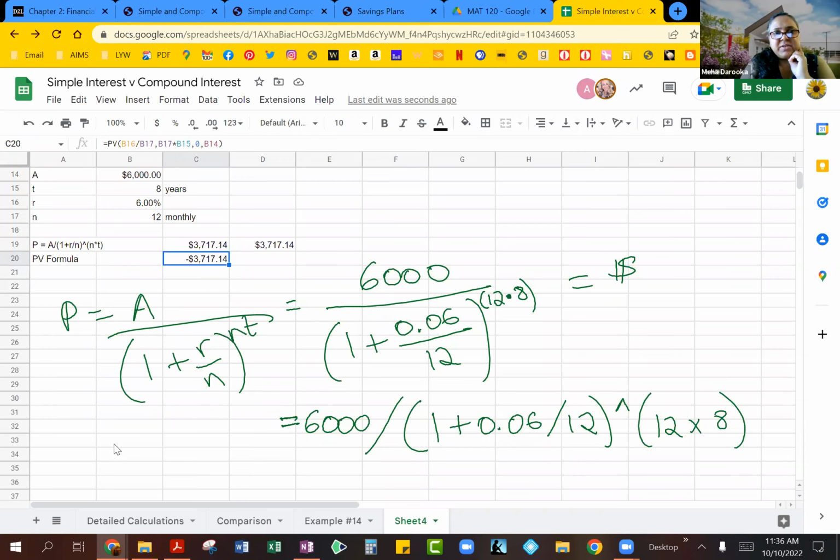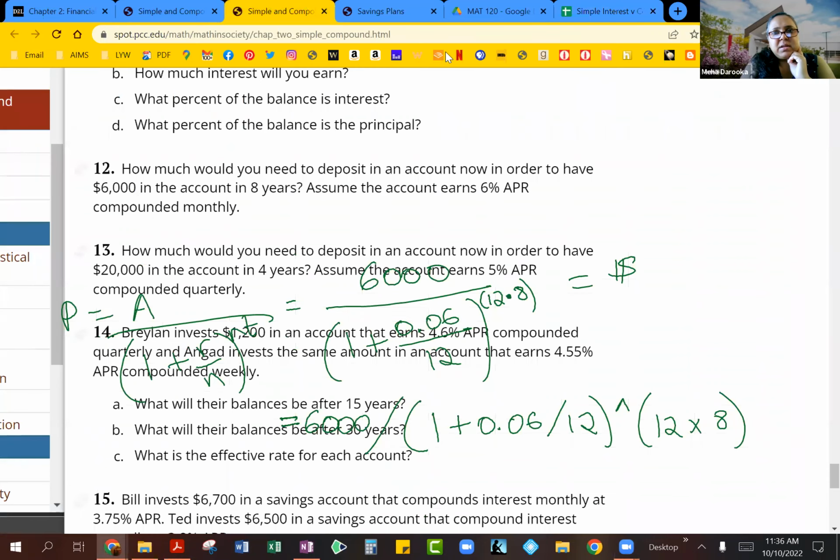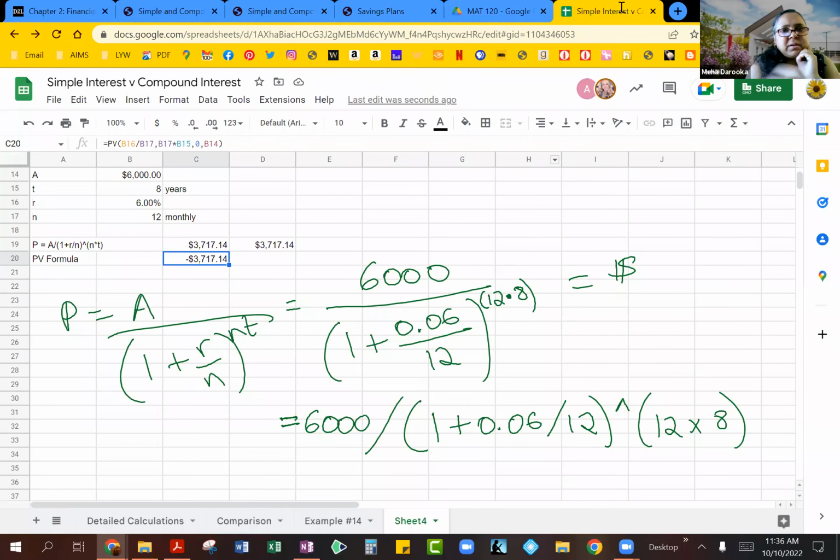So this is your answer for, what was it, problem number 13 or 12, sorry. No, this was problem number 12. So this is example number 12. So questions on this one over here, guys, on how to use the present value formula or the calculation behind it.